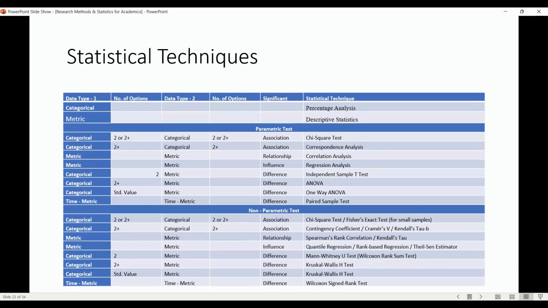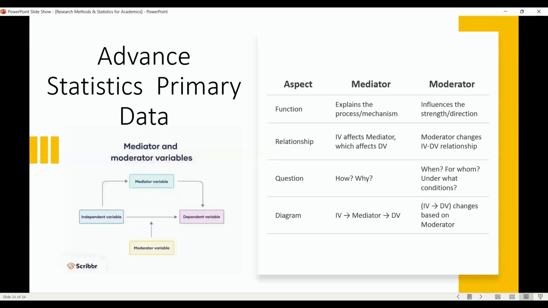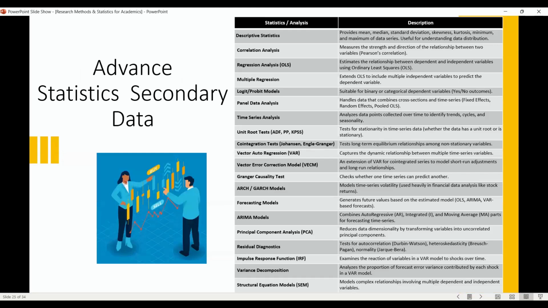So this is the entire statistics. If you know this table, you can easily decide what kind of analysis to use for the data you are using in your research. And there are advanced statistics, generally used to identify whether there is a mediating effect or moderating effect. We also have some other advanced statistics exclusively for secondary data, like VAR, VECM, and so on.